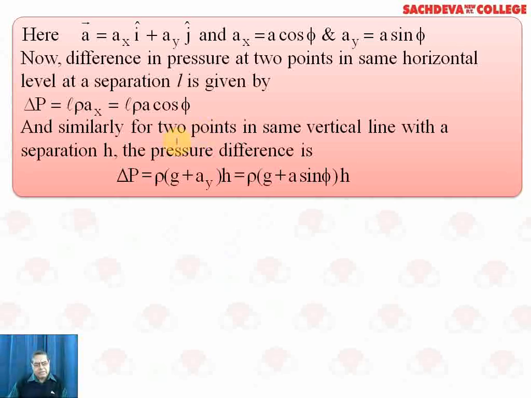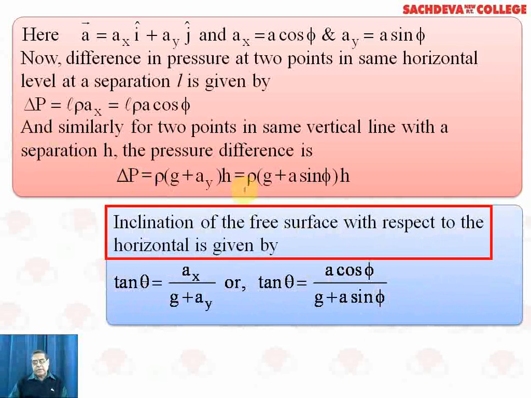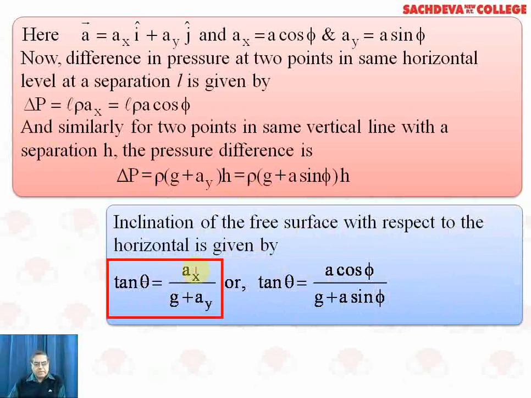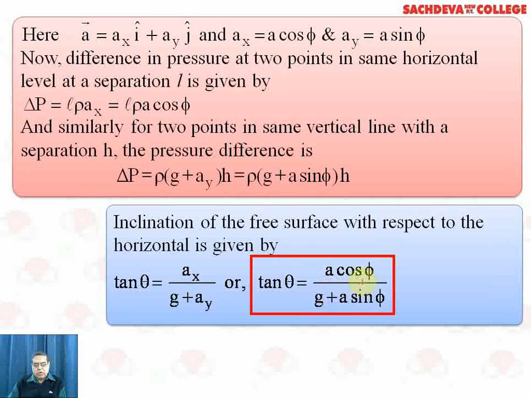After these calculations we come to the next concept. The inclination of the free surface with respect to the horizontal is given by tan theta, that is ax over (g plus ay), or tan theta is a cos phi over (g plus a sin phi).